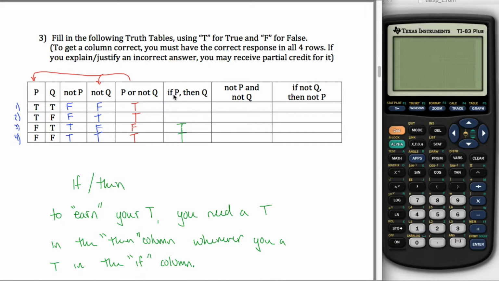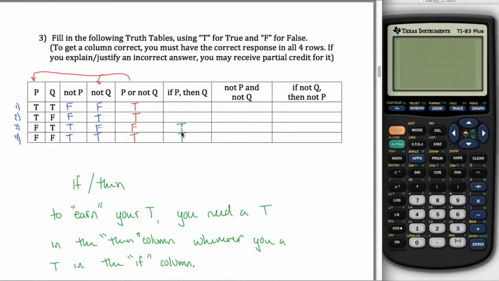What this is saying is that if your P is true, then your Q has to be true. But if your P is not true, you don't need to do any work. You automatically get a true right here. And that's really weird. People don't like putting a true in these two boxes right here. That's what throws everybody off.